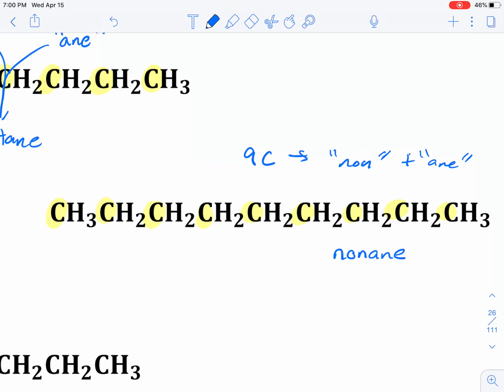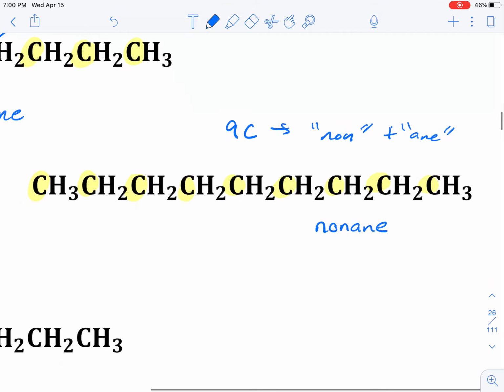So now that we figured out this is nonane, we're just going to go ahead and draw the skeletal structure. So starting with carbon 1, the moment you put your pen or pencil down, that is carbon 1, 2, 3, 4, 5, 6, 7, 8, 9. And this is going to be the structure for nonane.